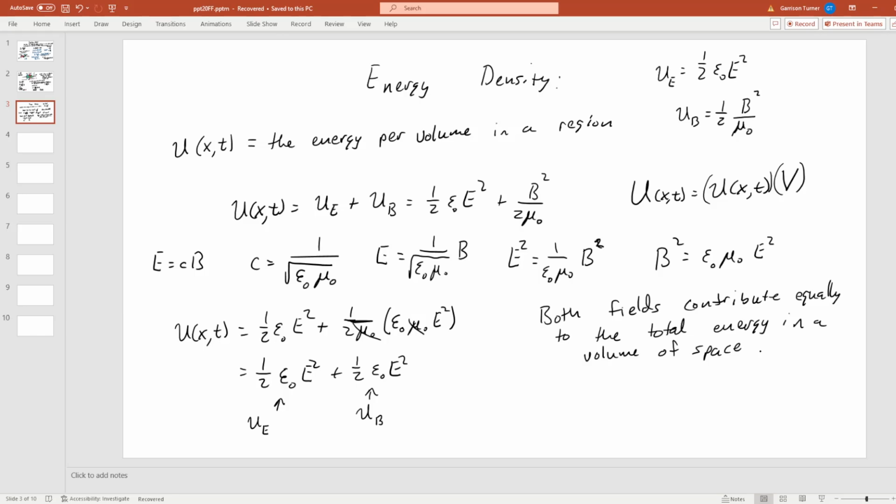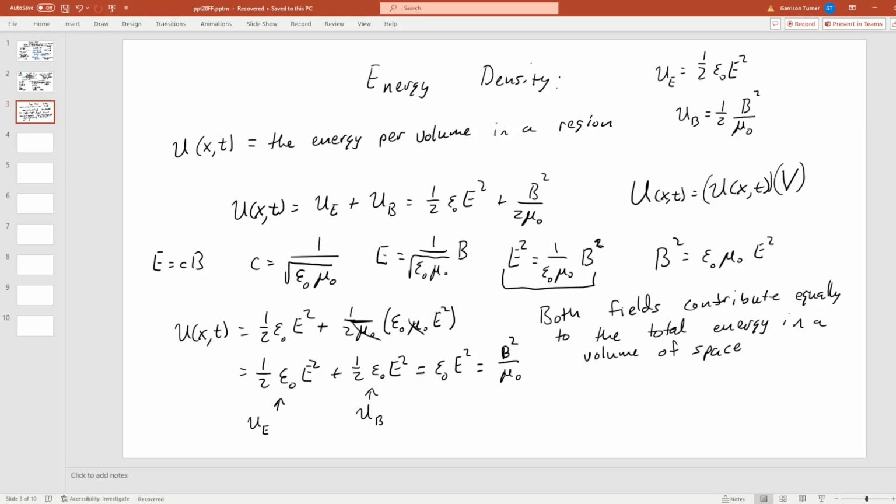So once I have that, this equals epsilon naught times E squared. And then if I use this same relationship, I will also find that it is the same thing as B squared over mu naught. Okay? So whichever one you might find more convenient to use, you can, right?